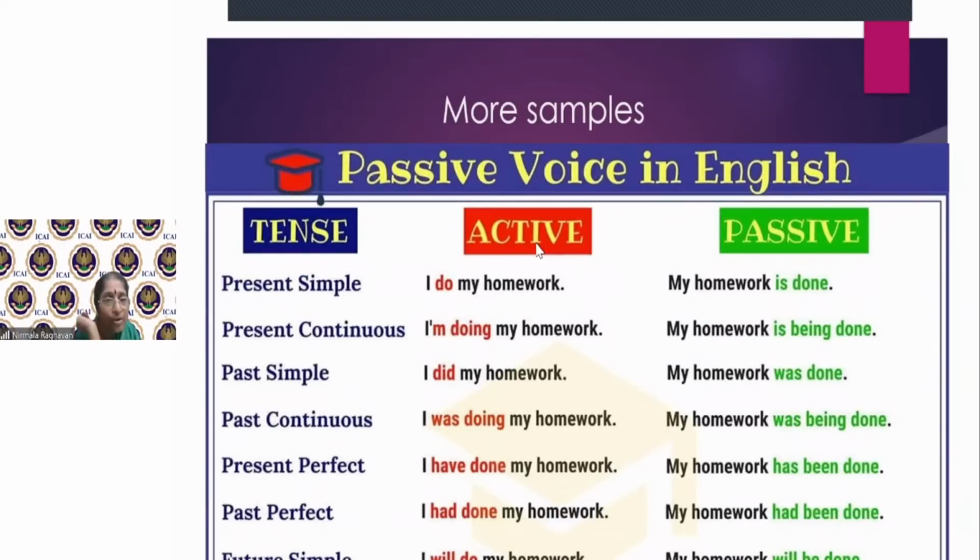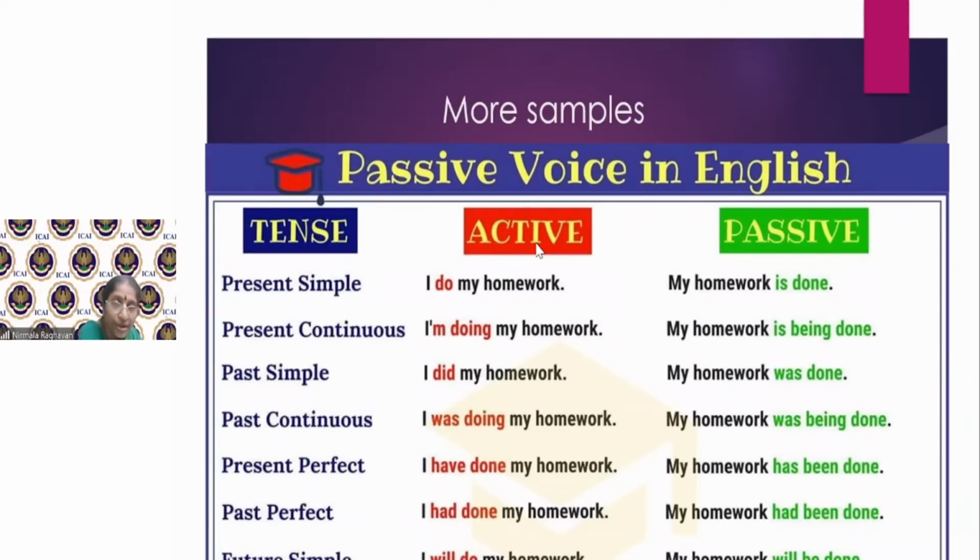Okay, some more examples of the same kind, active and passive, so that you all understand that this is the way we change. Okay. Now, present simple. I'm reading out. Otherwise, I would say I give you 5 minutes, read it. Now I'm reading out because some of you say it is blurring. Okay. Present simple. I do my homework. Passive. My homework is done. By me is understood.